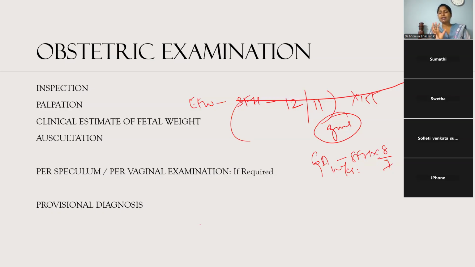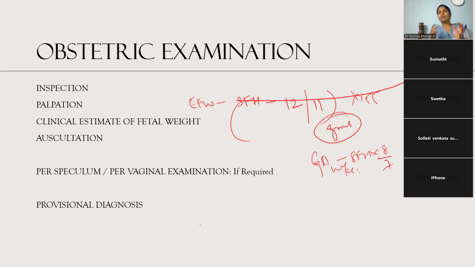But Johnson's formula has two important prerequisites. One, it should be a singleton pregnancy. Second, it should be a cephalic presentation. In case of breech, we don't use Johnson's formula. Instead, we use something called Rizanto's formula that we will discuss in the breech class. So that is about clinical estimate of fetal weight.